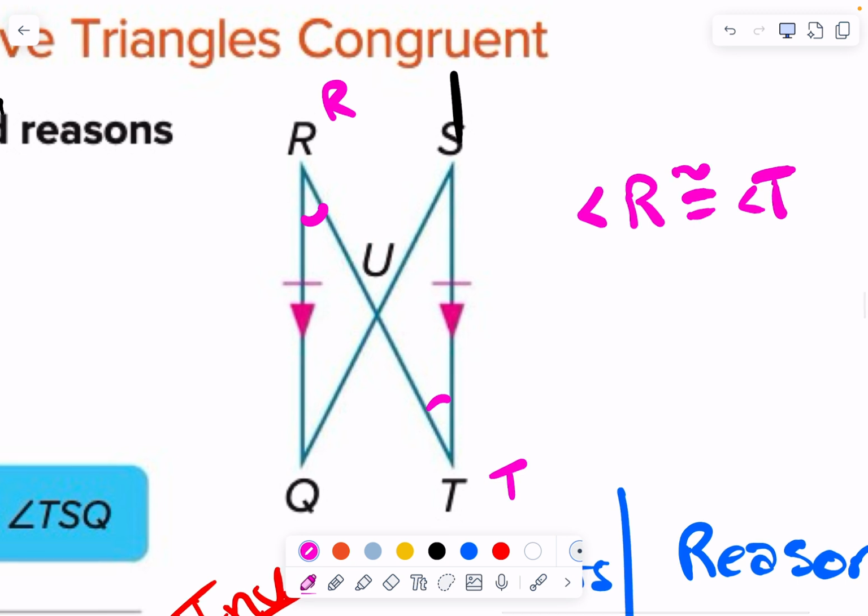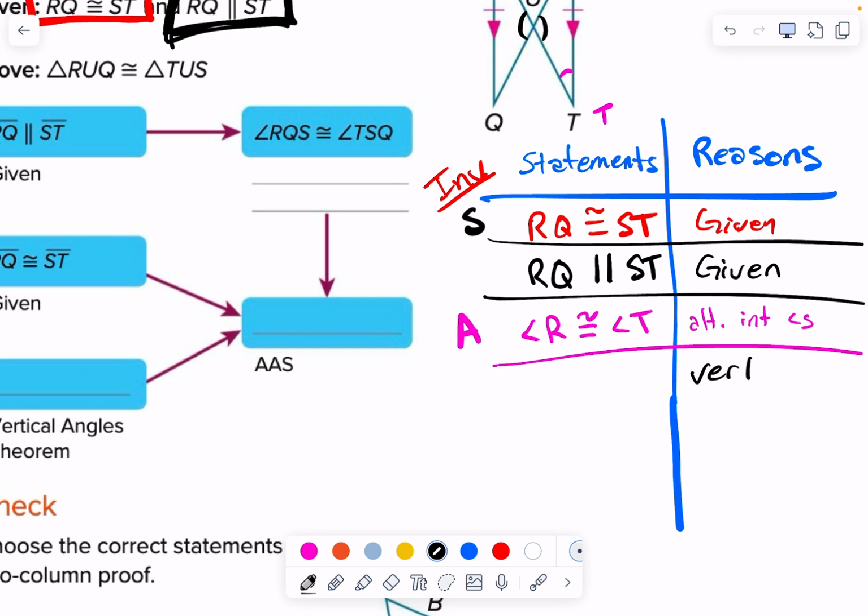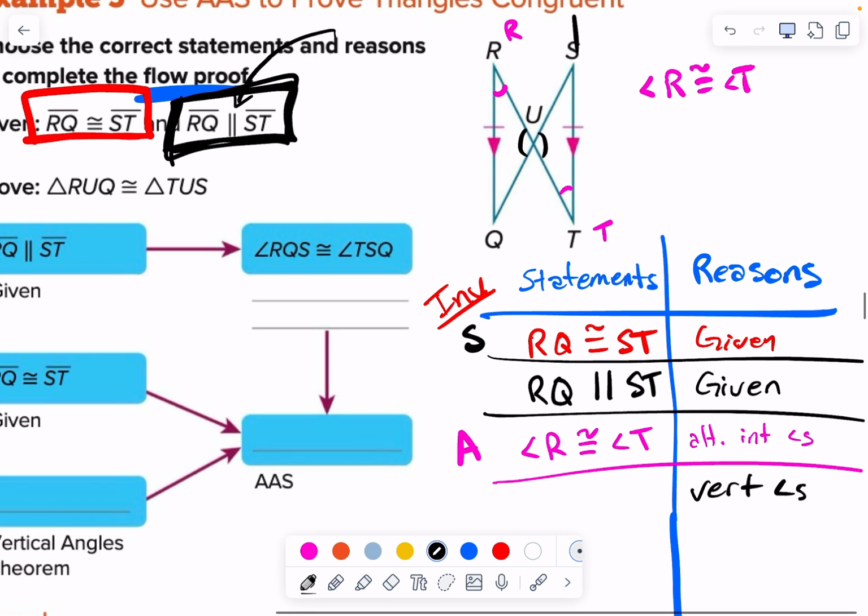Well, the U's, are they the same? Can I say the U's are the same? Like this U is the same as that U? Sure. I could do vertical angles. So vertical angles. And what's the left U called? R-U-Q is congruent to angle S-U-T. Okay, vertical angles.